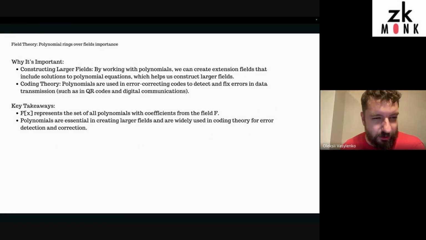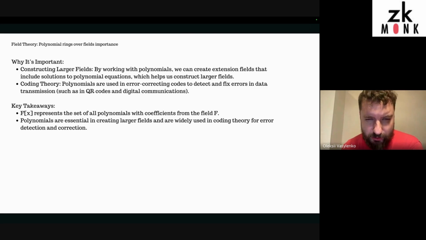Why is it important to construct larger fields? Because in larger fields we can find solutions to polynomials which we are not able to find in the smaller fields. Solutions of polynomial equations mean we can encrypt or we can create proofs more efficiently.